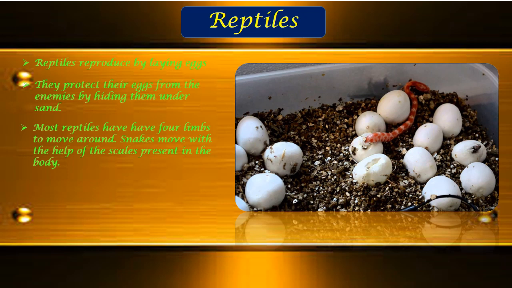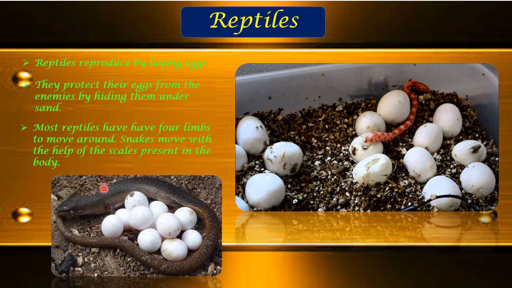Most of the reptiles have four limbs to move around, and you might have asked, snakes do not possess any legs, so how do they move? Here is the answer again. These snakes move with the help of the scales present on the body. I showed you the picture of the scales, right? With the help of the scales, they are able to move. So these are some of the special features of reptiles.